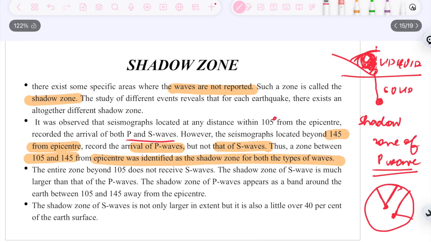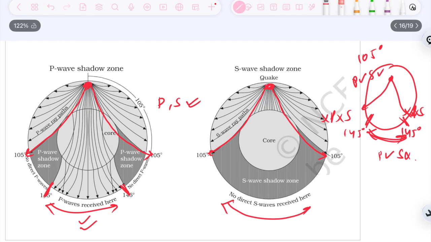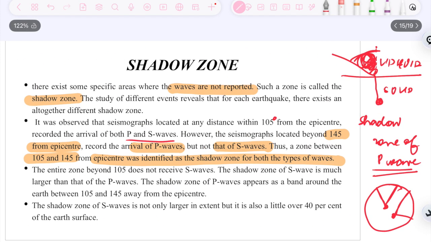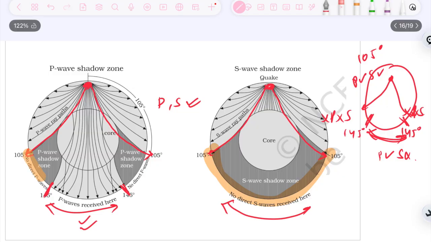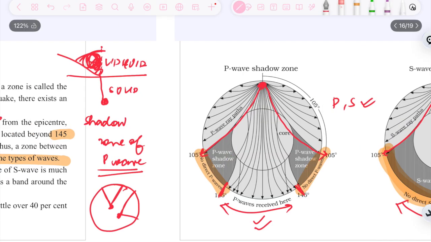Now let's read further. The entire zone beyond 105 does not receive S waves. We have already seen that this zone does not receive S waves. The shadow zone of S wave is much larger than that of P wave, because P wave has a shadow zone of 105 to 145, but S wave has 105 to 105 in both the directions.